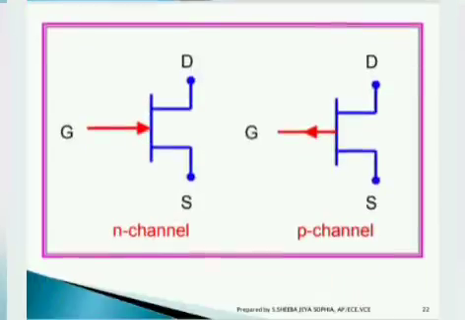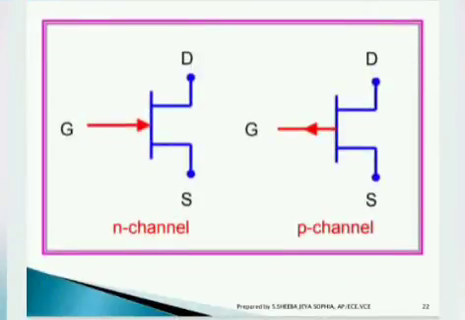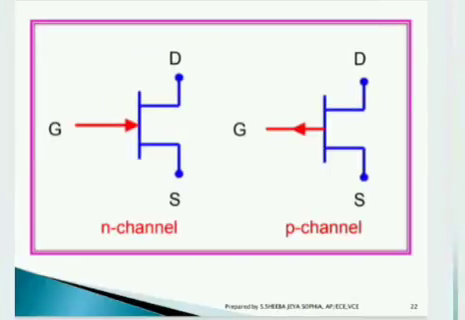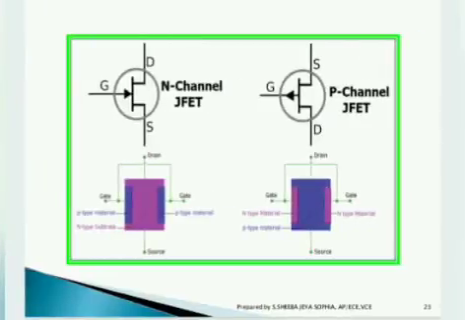So you can see the symbolic representation, as I have mentioned, the arrow mark. Based on the arrow mark, you can say whether it is N channel or P channel. So the gate arrow mark indicates whether it is an N channel or P channel. This is the circuit representation of N channel and P channel. You can see the substrate material and how the junction is created between both the materials.